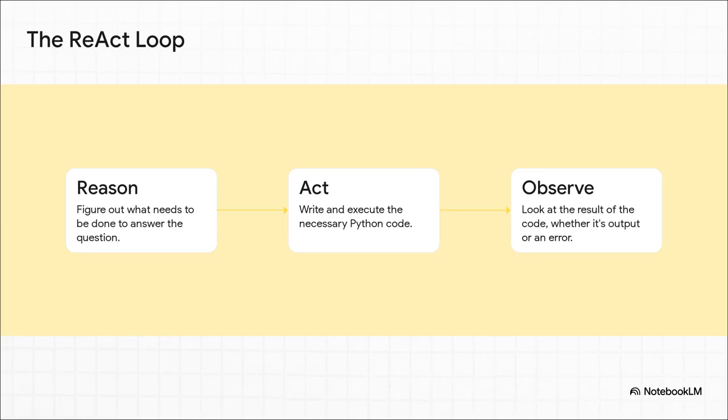It's as simple as it sounds. First, it reasons. It looks at the problem and thinks, okay, what's my plan of attack? Then it acts. It rolls up its sleeves, writes the code, and runs it. And finally, it observes. It looks at the result. Did it work? Did I get an error? And it just keeps repeating that cycle until the problem is solved.